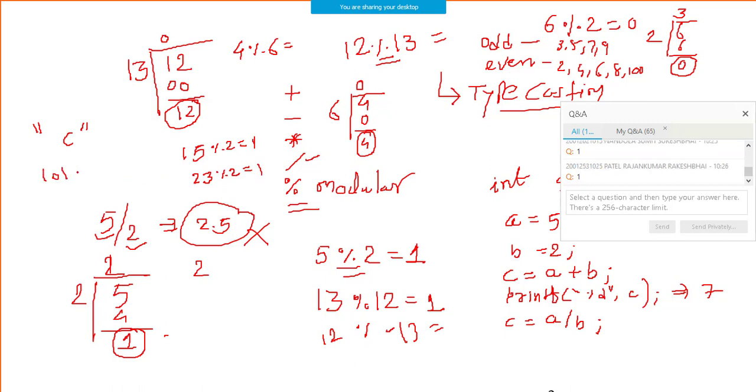You take any odd number, let's say 101. 101 is an odd number. 101 modulo 2, what is the answer? The answer is 1. That means if I take any odd number, whether 101 or 15 or 23, and take the remainder by 2, the answer is always 1, which is non-zero. That means there could be a logic: if I take the modulo of that number and the remainder is non-zero, it's an odd number.